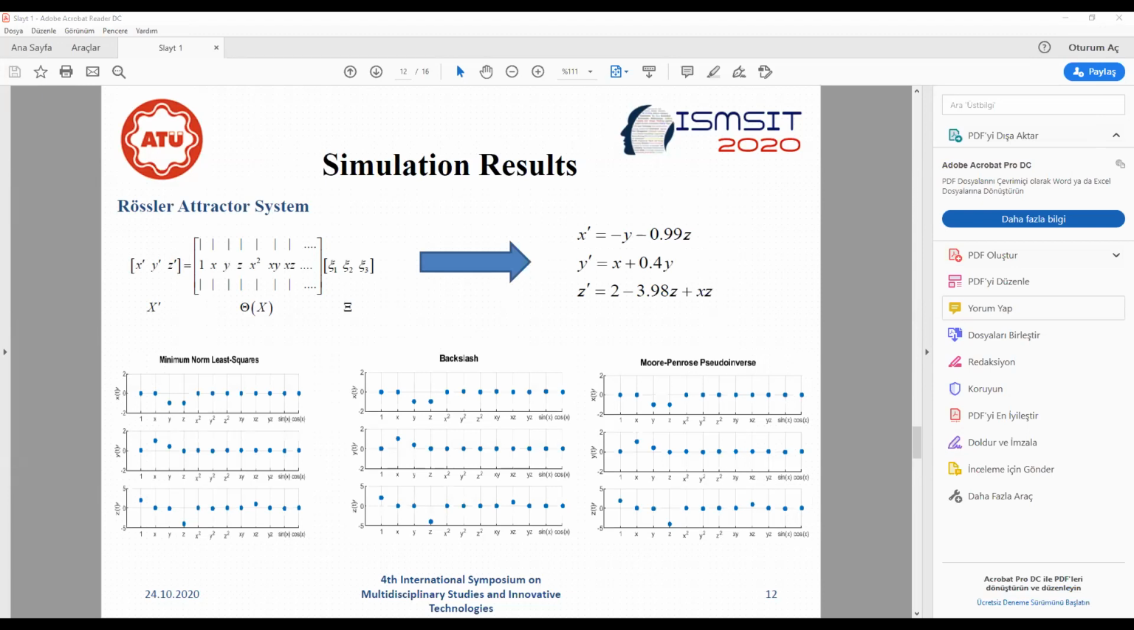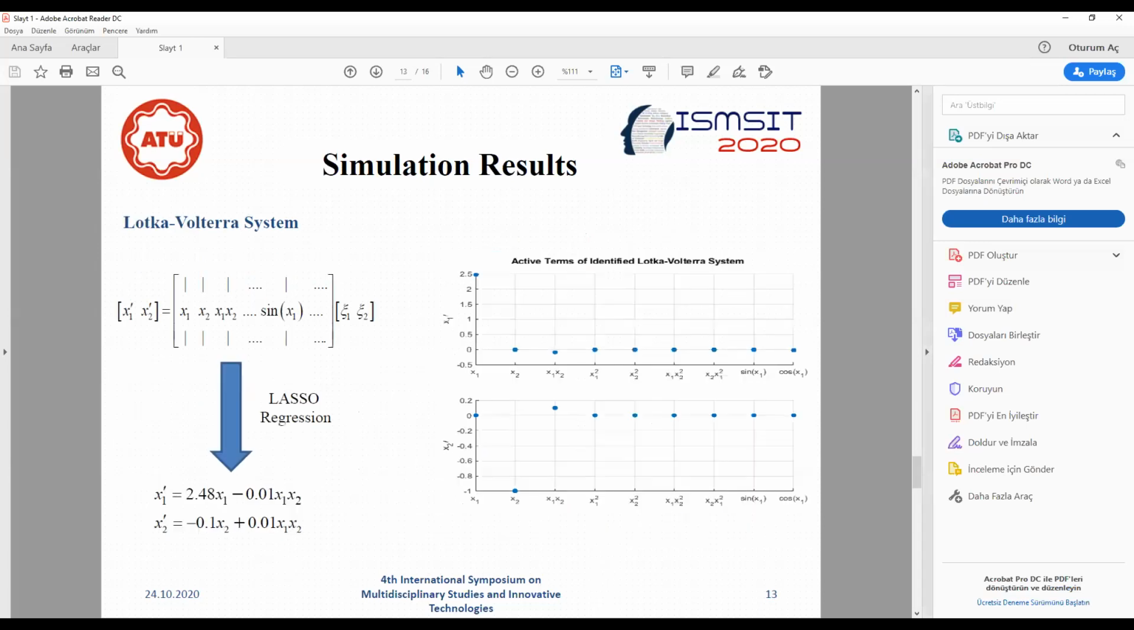In our paper, we used two systems for the SINDy algorithm. In the first representation, you can see the Rössler attractor system, and the active terms are given in the figures. In the second presentation, there are results for the Lotka-Volterra system.